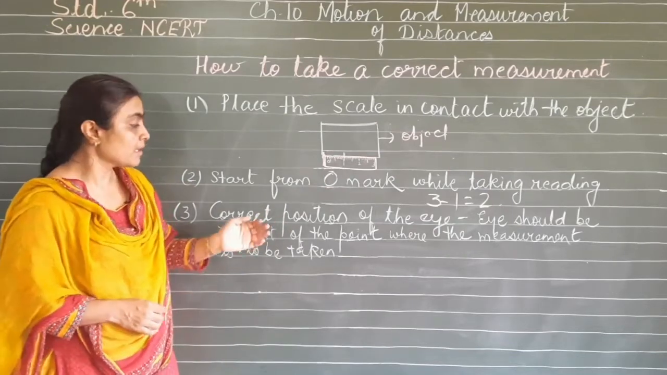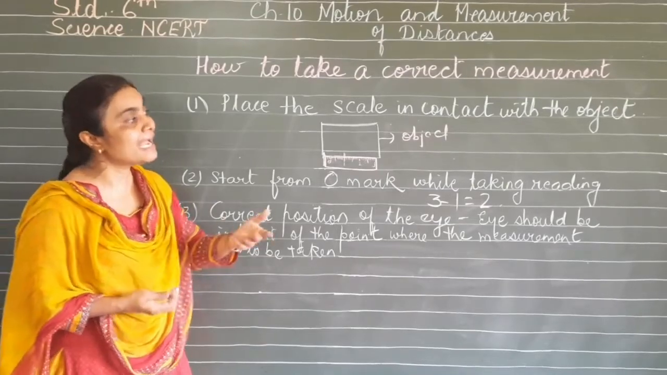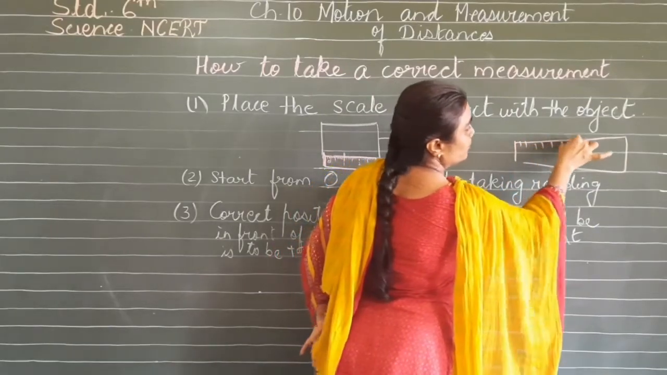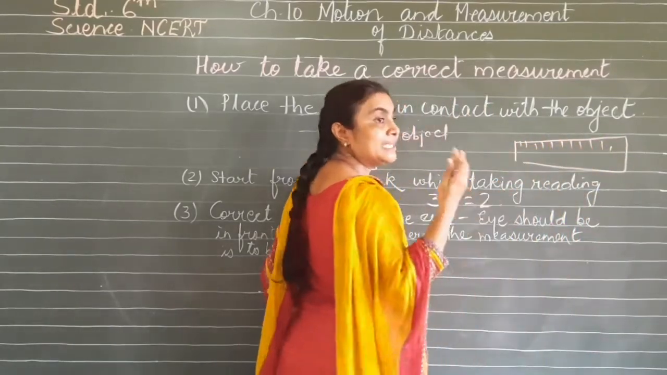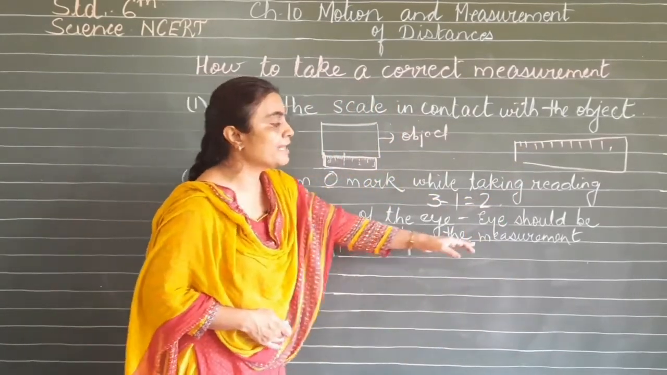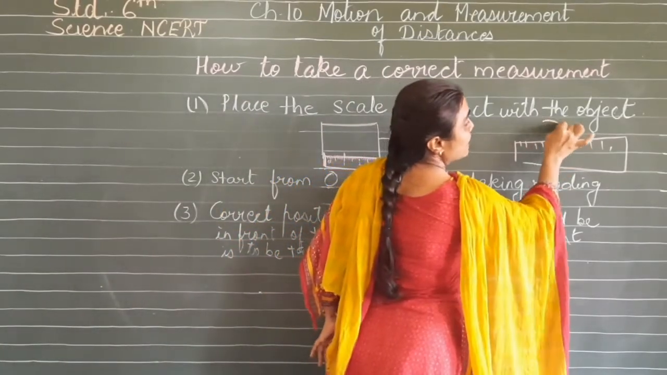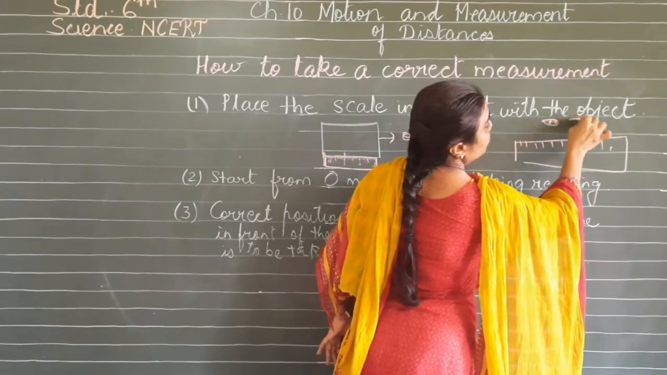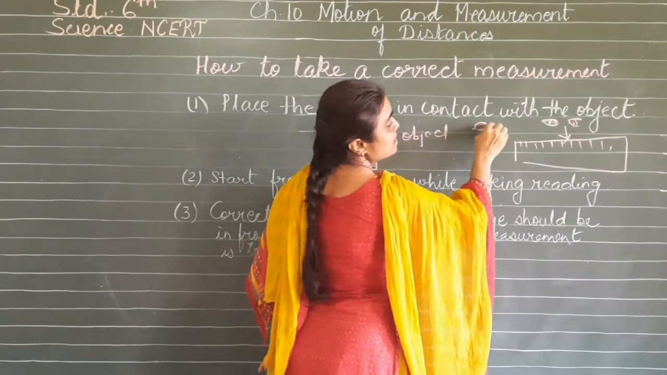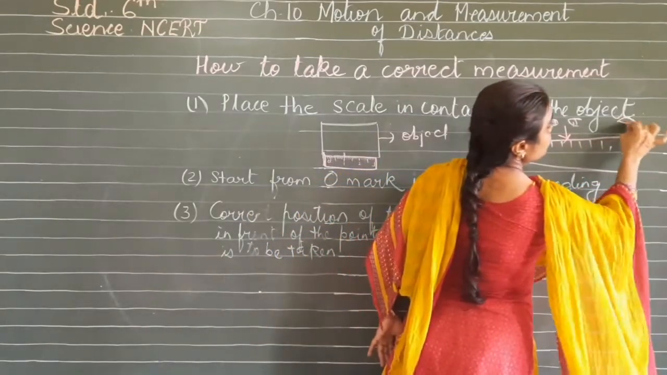So the third one, correct position of the eye. Now, what is the meaning of correct position of the eye? Let us see. Suppose this is the scale. These are the numbers given to you. Now, while taking the reading of a particular object, your eye should be in line with the point where the measurement is to be taken. That means, whenever you are taking the reading, your eyes should be directly in front. It should not be over this side. Your eyes should not be slanted this way, on the left side or towards this side.